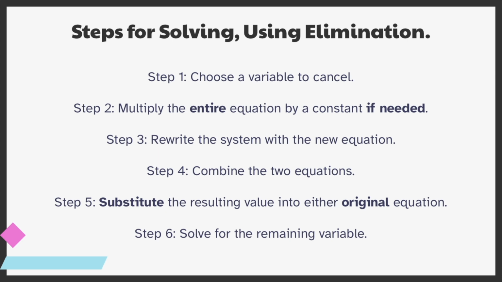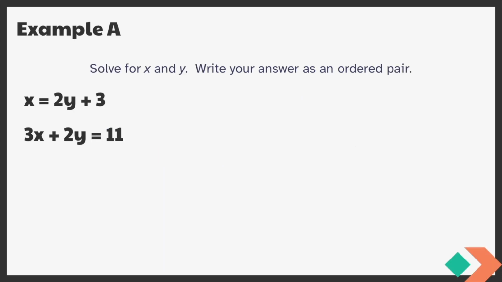Now let's take a look at example A. So here we are at example A. We're going to solve for x and y. Write your answer as an ordered pair. So we've got x equals 2y plus 3 and 3x plus 2y equals 11. So we notice right now they're not in standard form, or at least both of them are not in standard form. So remember, we want ax plus by equal to c. We want all of our equations to look like that.